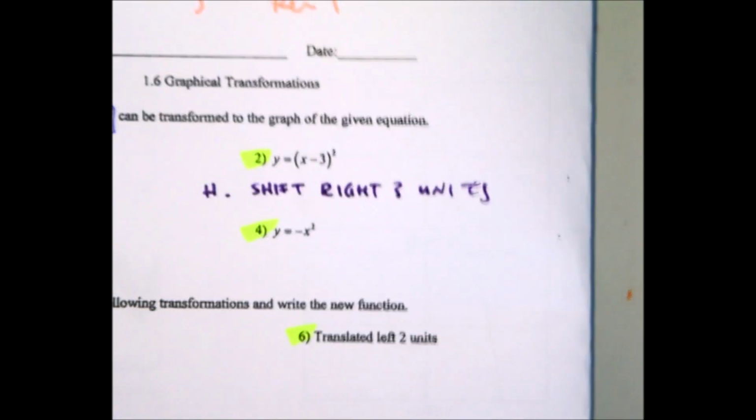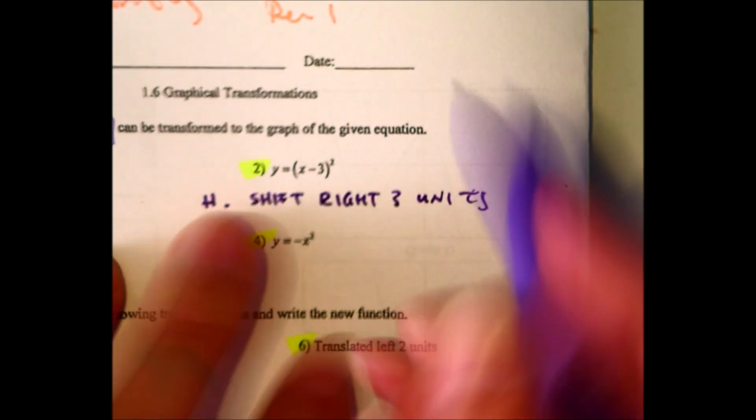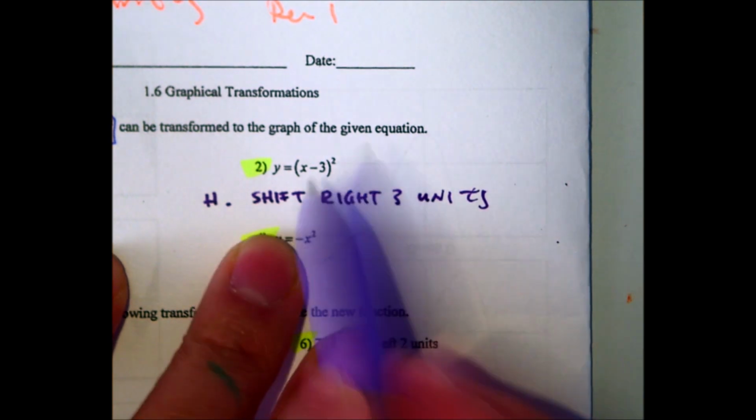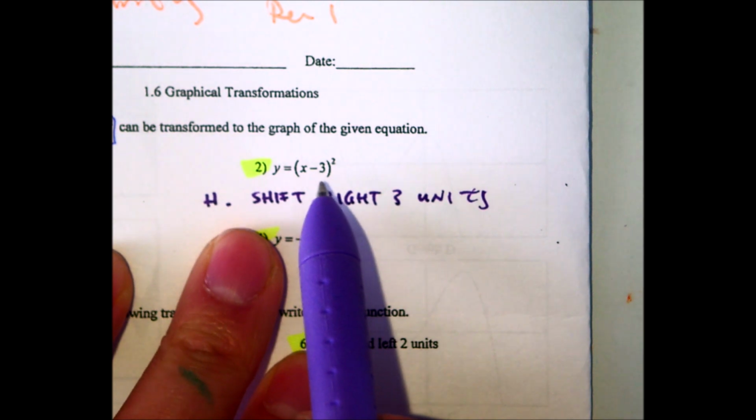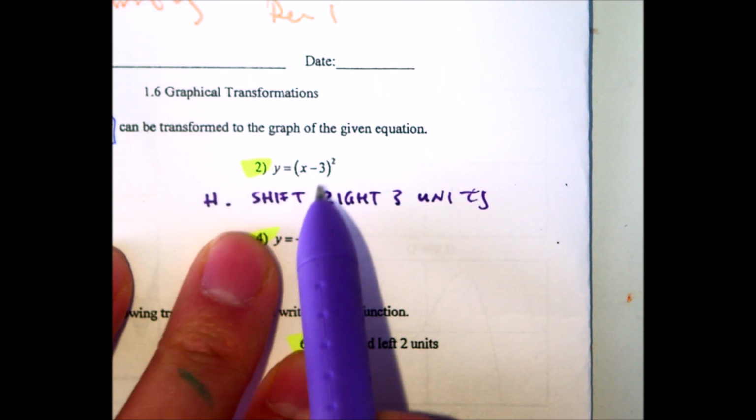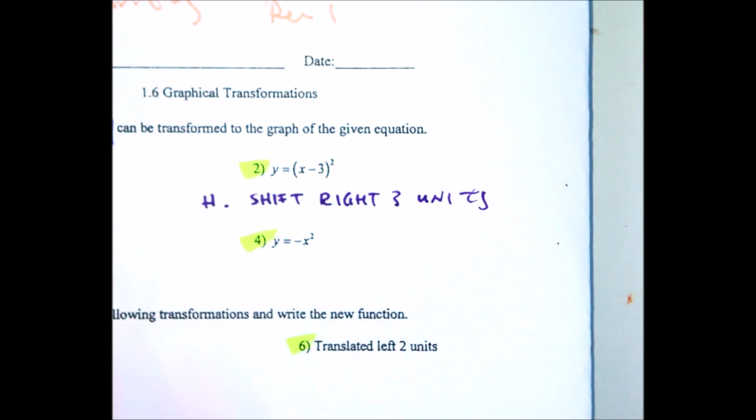How do you know it's horizontal? Because, good question, the parent graph is x squared. This 3 here is on the inside. If it's on the inside, that'll be a horizontal shift. Okay? Thank you, Jocelyn.